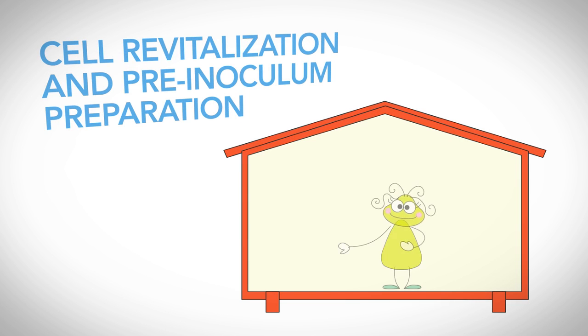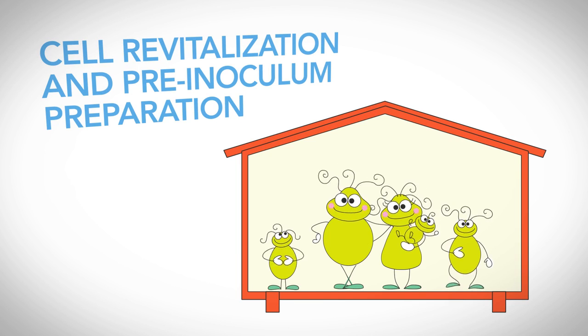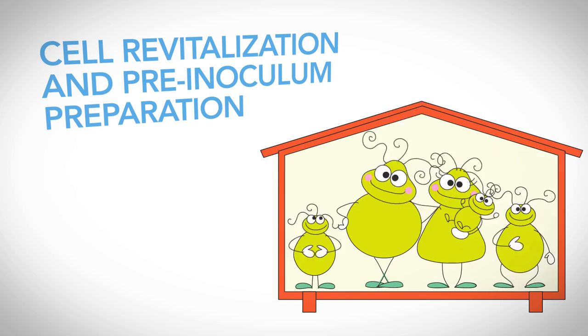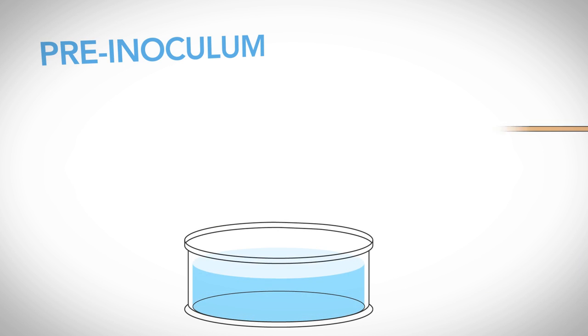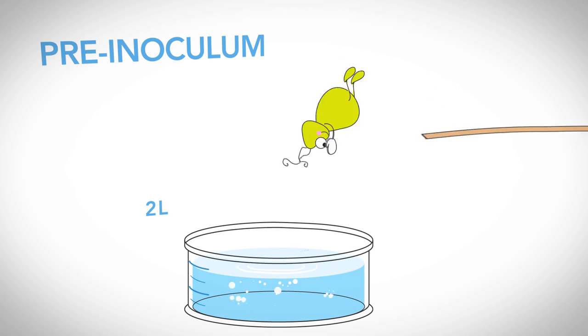Cell revitalization and pre-inoculum preparation. The cells taken from one of these vials are revitalized and then cultured using a rich growth medium to obtain the pre-inoculum. Pre-inoculum. The pre-inoculum is then placed in a 2-liter vessel for transfer to the fermentation area.